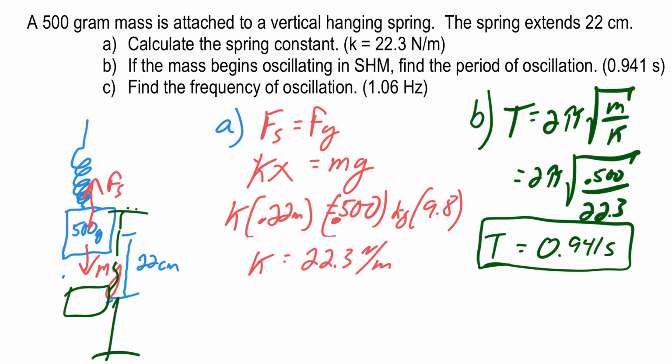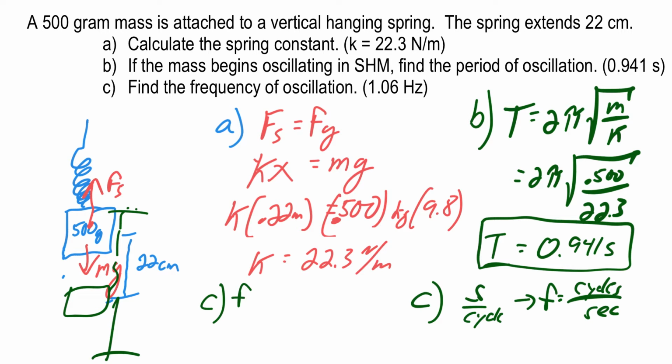Easy enough. The frequency now, so the relationship between frequency and period, remember, period, you can think of this as seconds per cycle, and the frequency is cycles per second. So these are just reciprocals of each other. So letter C then, f is equal to 1 over T. So we'll simply go 1 over 0.941 seconds. Okay, and then we get 1.06 cycles per second, which is also known as a hertz.